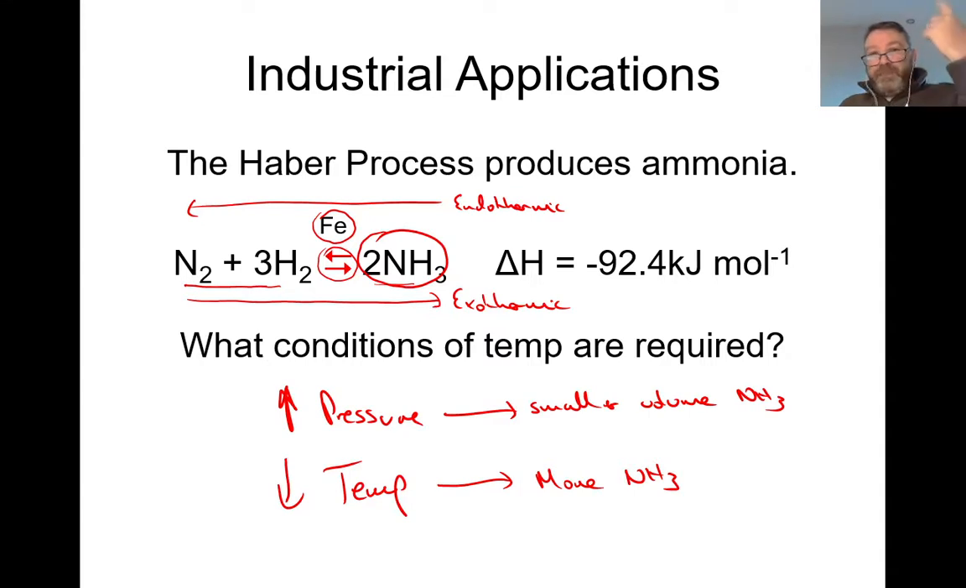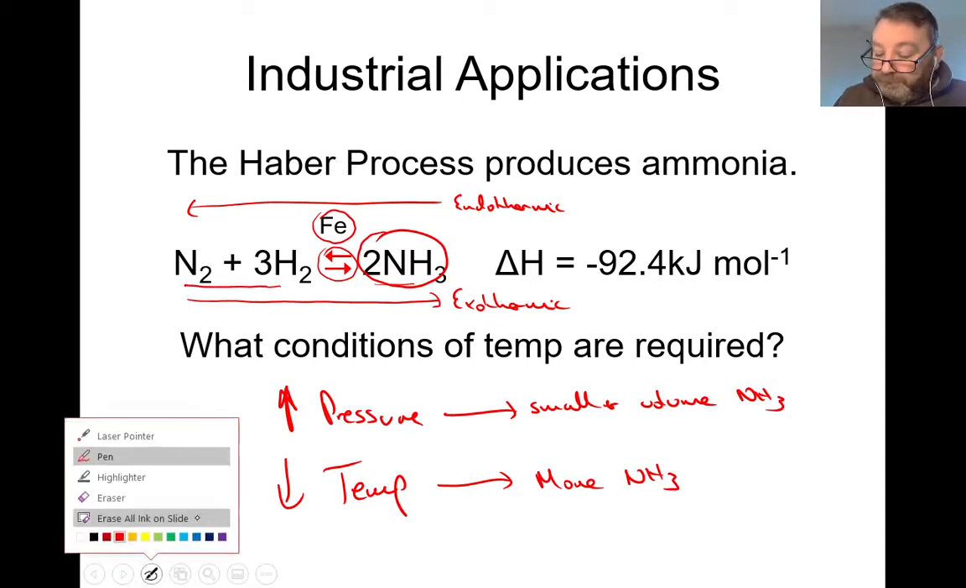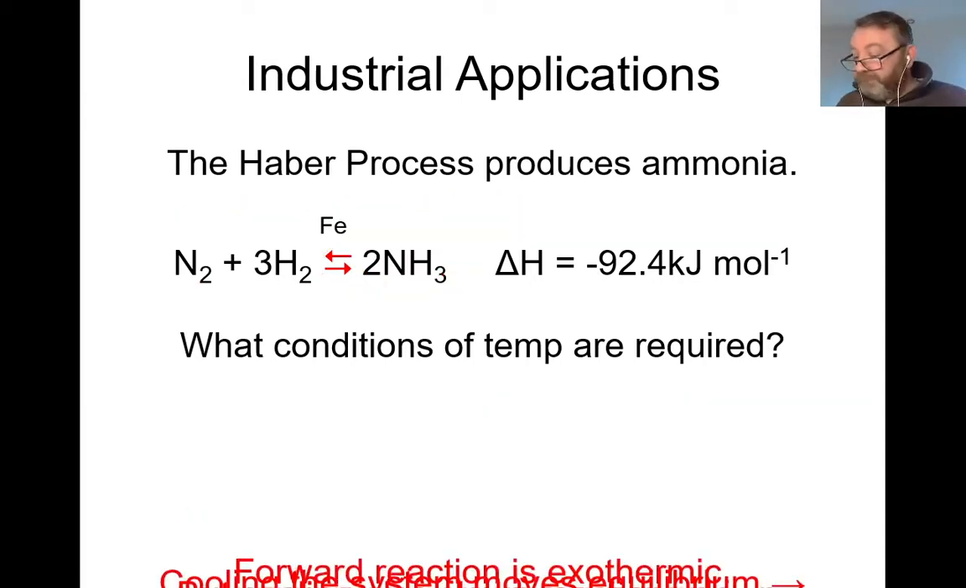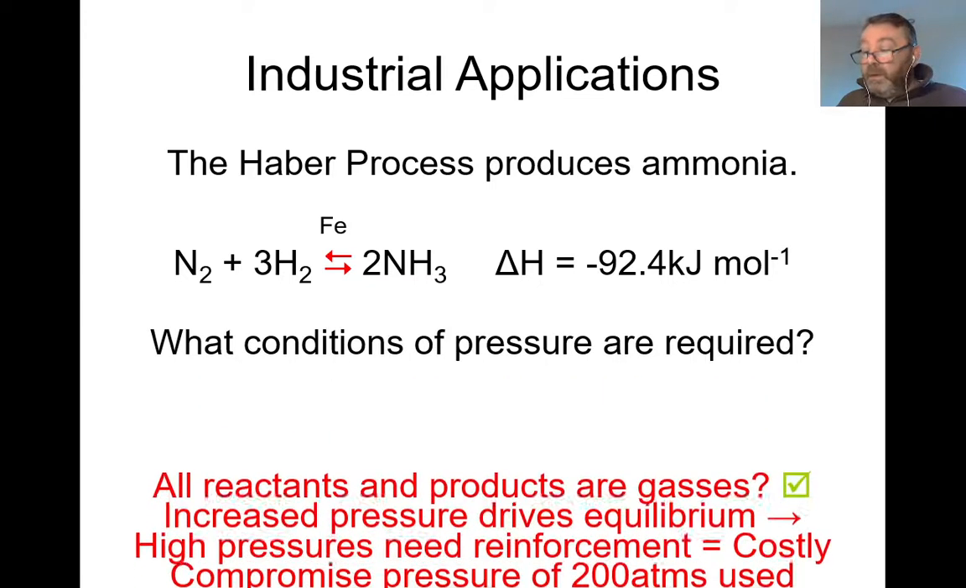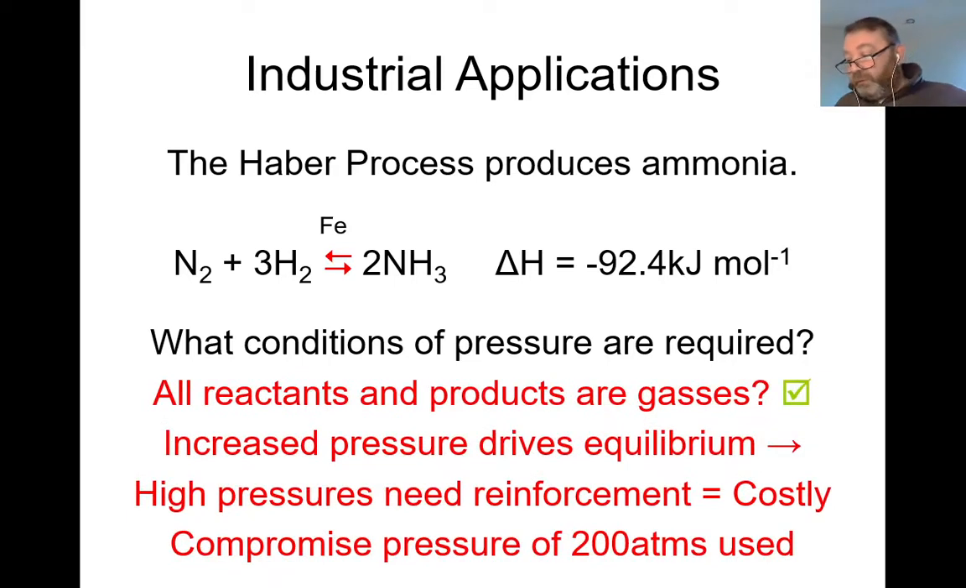So therefore, high pressures cause expense and have to reinforce the system, and low temperatures cause a waste of time because the system becomes very, very slow. So what do we do? The answer is we compromise. Okay, so I told you already the forward reaction is exothermic. We cool the system, it moves to equilibrium, but cooling the system also slows the reaction down. What about pressure? If we increase the pressure, we'll move to the right hand side, but again, it's costly.